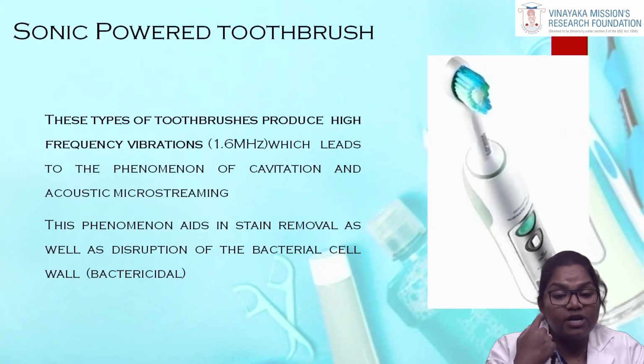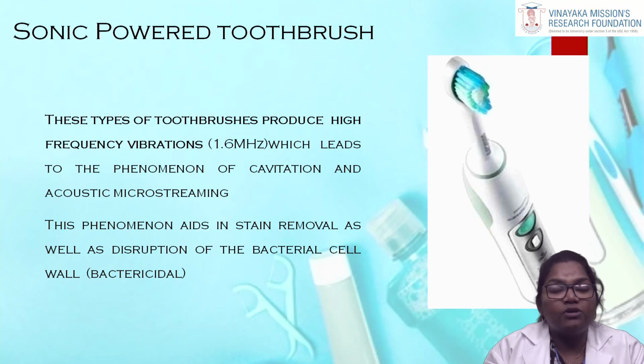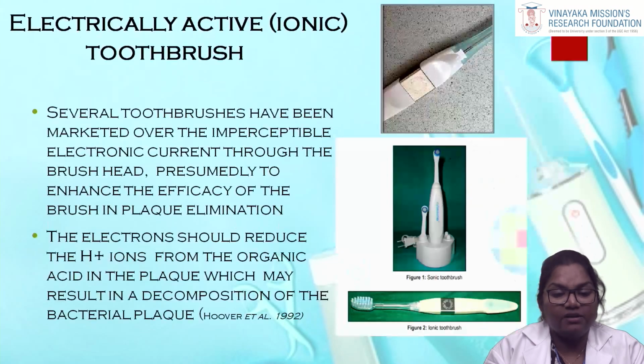Moving on, what is a sonic powered toothbrush? These are the types of toothbrushes that produce high frequency vibrations, that is around 1.6 megahertz. This leads to the phenomena of cavitation and acoustic microstreaming. This phenomenon aids in stain removal as well as disruption of the bacterial cell wall, that is the bactericidal activity, because of the cavitation and the acoustic streaming effect.